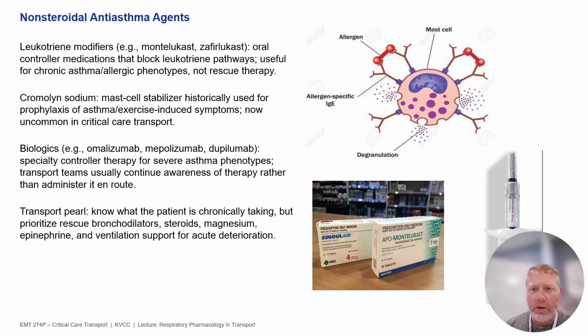Biologics are really coming up. We've got omalizumab, which is my favorite one to say, and all the umabs. Okay, those are really a recent revolution in severe asthma care. They are targeted therapies given every few weeks by injection, and they can dramatically reduce the frequency of asthma exacerbations. None of these are rescue medications.